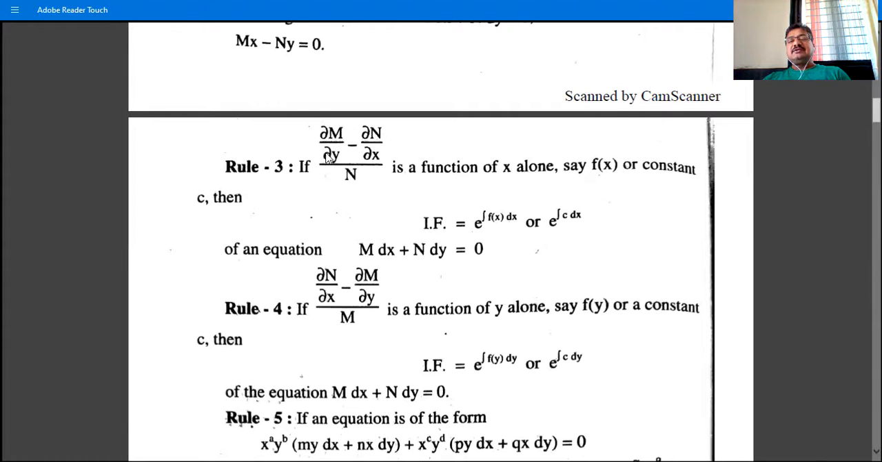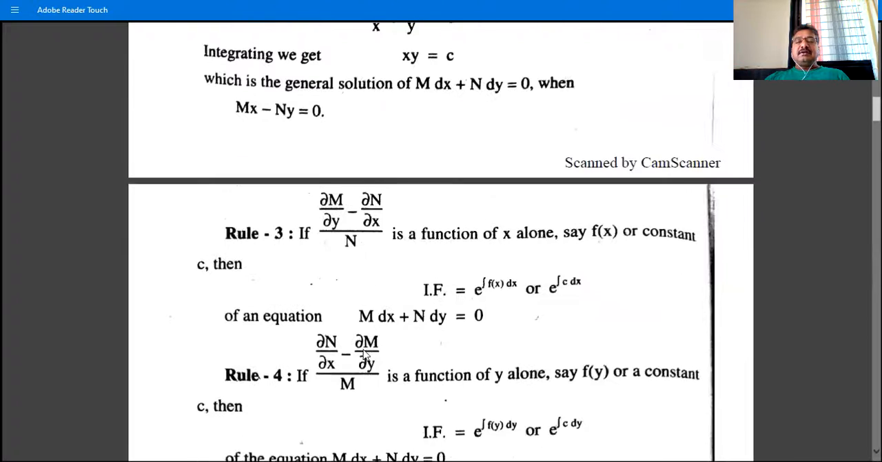Suppose this ratio is constant c, then e raised to c dx, that is, denote this value equal to f(x), and then e raised to integration f(x) dx is its integrating factor. So this is equal to f(x), a function of x alone, purely a function of x, independent of y, then we will find the integrating factor by this method.